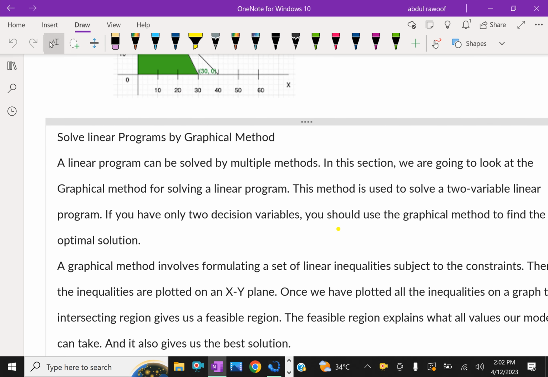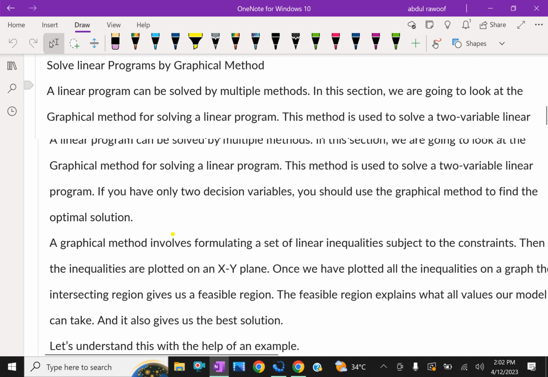Solve linear program by graphical method. A linear program can be solved by multiple methods. In this section, we are going to look at the graphical method for solving linear program. This method is used to solve the two variable linear program. If you have only two decision variables, you should use the graphical method to find the optimal solution.